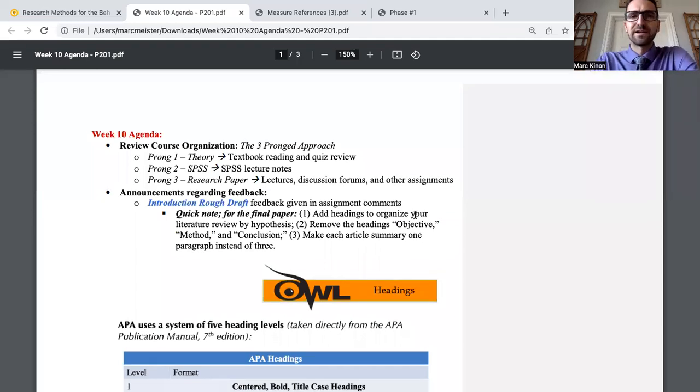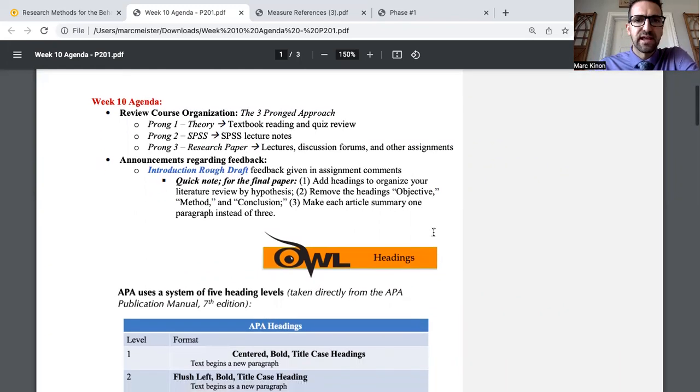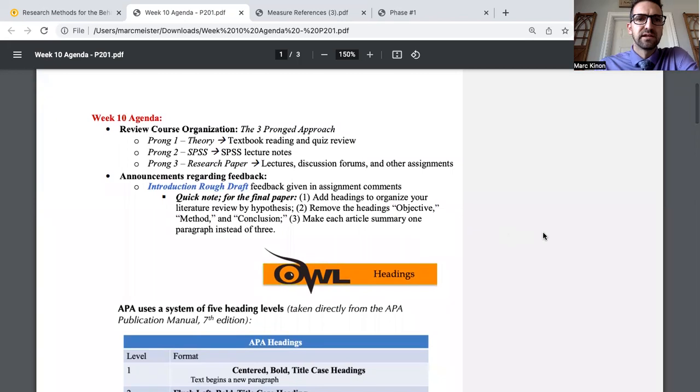Okay, so once again, I always like to start the course with this. This course is organized using a three-pronged approach. Prong one is theory, and that comes from you reading the textbook, taking the quizzes, and us reviewing the quizzes. Prong two is SPSS. You just finished your last SPSS assignment.